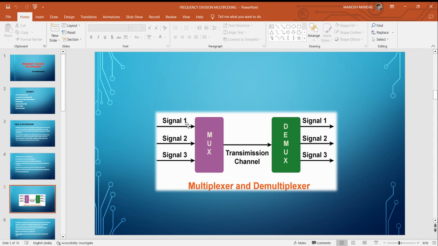Here is the block diagram of multiplexing. There is a multiplexer and a demultiplexer. This is called the transmitting side. This is called the receiving side. This is the transmission channel. Signal 1, signal 2, and signal 3 are multiplexed by the multiplexer, and the composite signal is transmitted through the transmission channel. On the receiver side, by using a demultiplexer, we demultiplex the signals, and the receiver receives the signals.